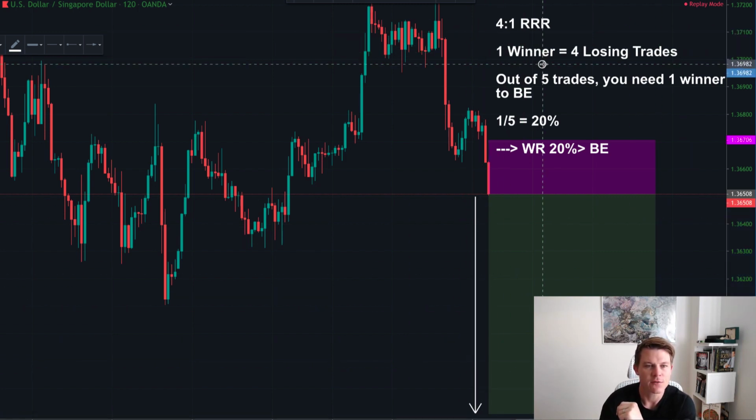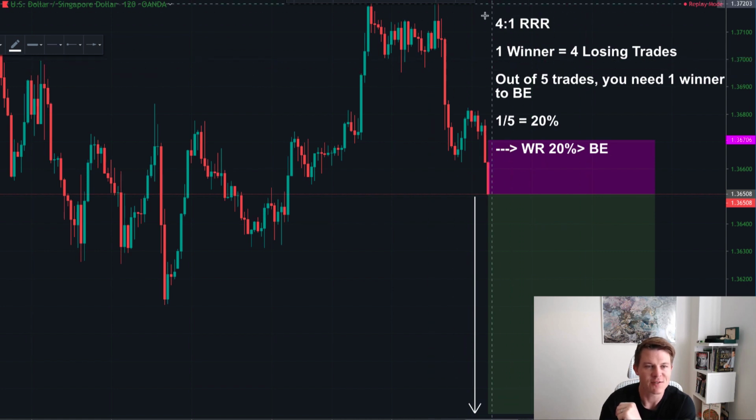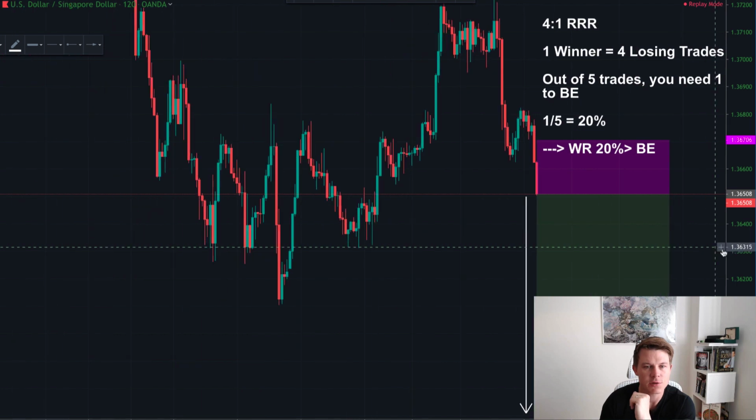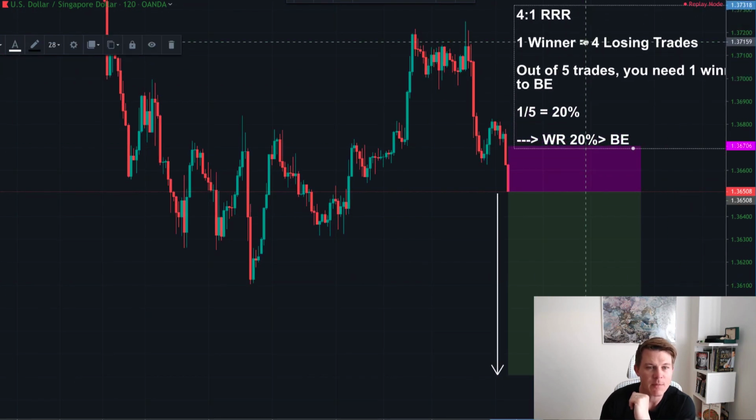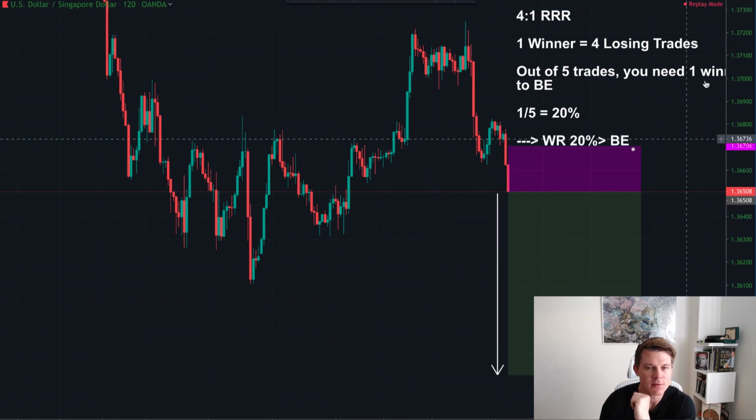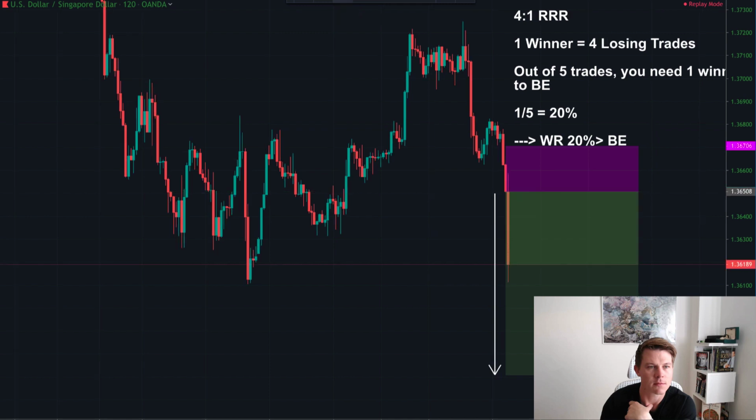The first point was just to give you an idea of what it means if you trade with a 4-to-1 reward to risk ratio, and how it transfers into your win rate. But what happens with the dynamic reward to risk ratio? So let's say the price moves a little bit further and the next candle looks like this. How does it change now?